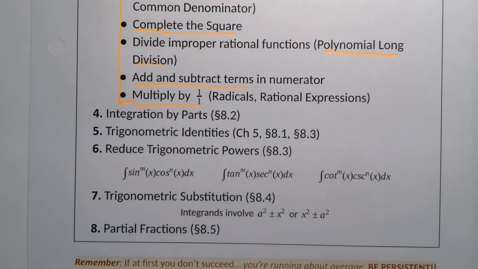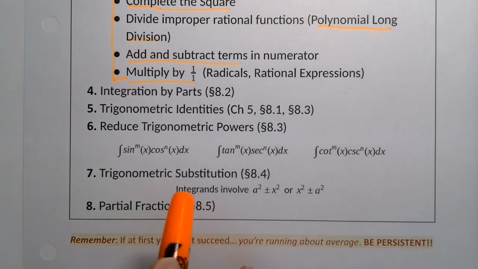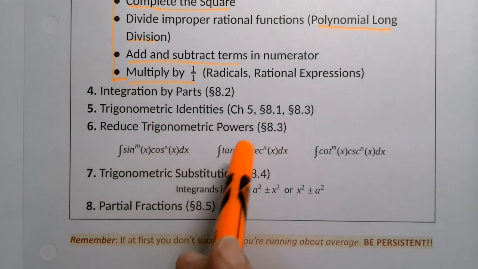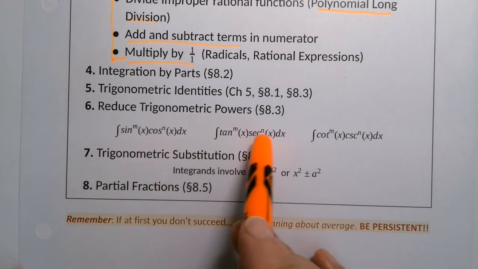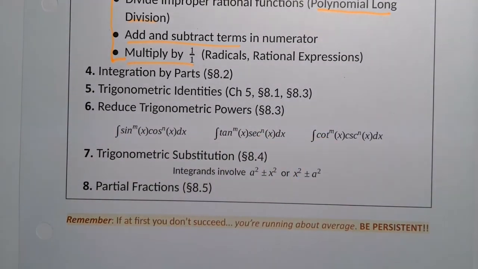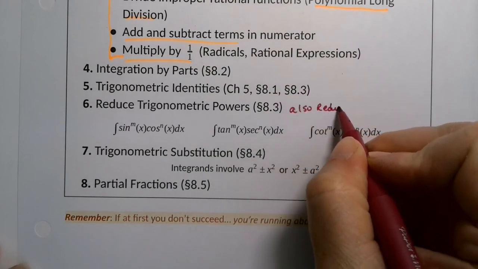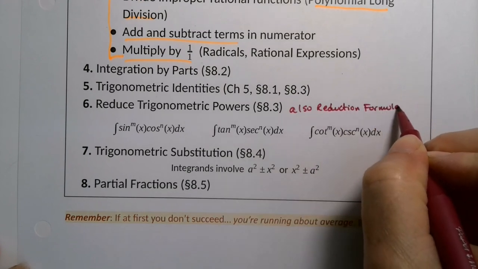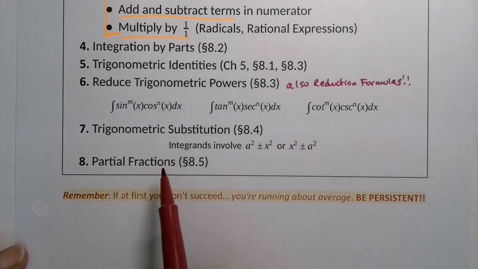And then integration by parts, we learned in section 8.2. The trigonometric identities, of course, we actually learned in pre-calculus, but they're also still useful, and we also use them in this chapter. And then reducing the trigonometric powers with the power functions. Don't forget your reduction formulas. We also have those. Then everybody's favorite, trigonometric substitution and partial fractions.